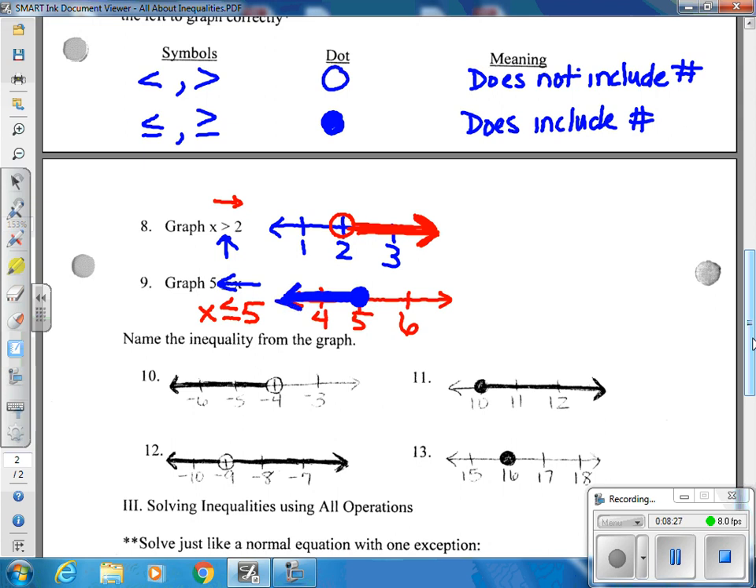Okay, so if you're going to flip it around, just make sure it's pointing to the same spot it was pointing to in the original problem. But if you're going to use the little shortcut trick, then you have to have the variable on the left or it will not work.